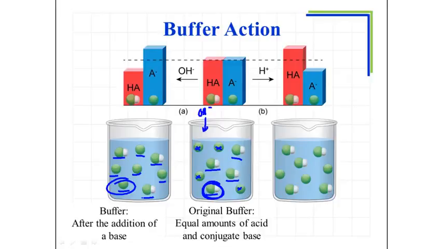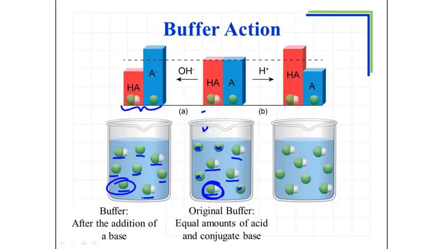So the A minus is increasing, the HA is decreasing, but we still contain a buffer solution. We still have some of both of these. pH might change a little bit, but we have removed the strong base that we added in. We have neutralized that, so it only changes a small amount.